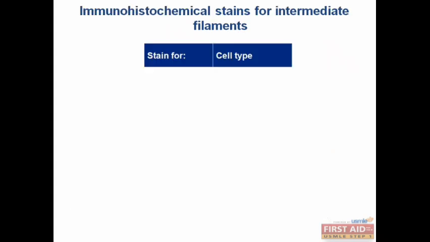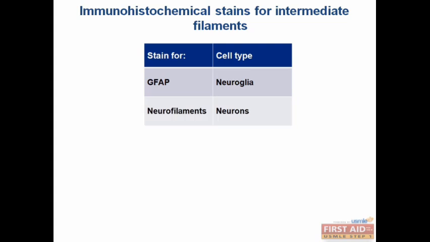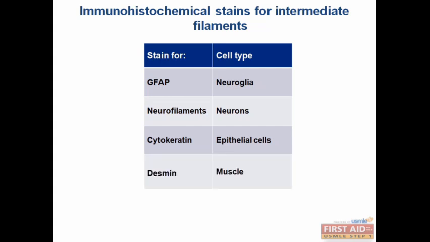Okay, sorry for jumping around a bit, but we're going to revisit intermediate filaments in the context of histological stains. Glial fibrillary acidic protein, or GFAP, is found in neuroglia, such as astrocytes. Neurofilaments are obviously found in neurons, and cytokeratin is found in epithelial cells, which you can remember since epithelial cells in the skin are keratinized. Lastly, desmin is found in muscle tissue, and vimentin is found in connective tissue.